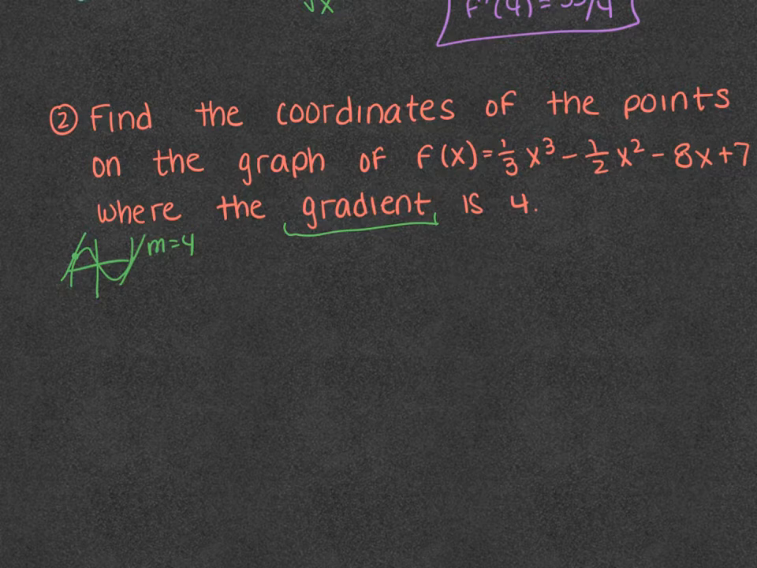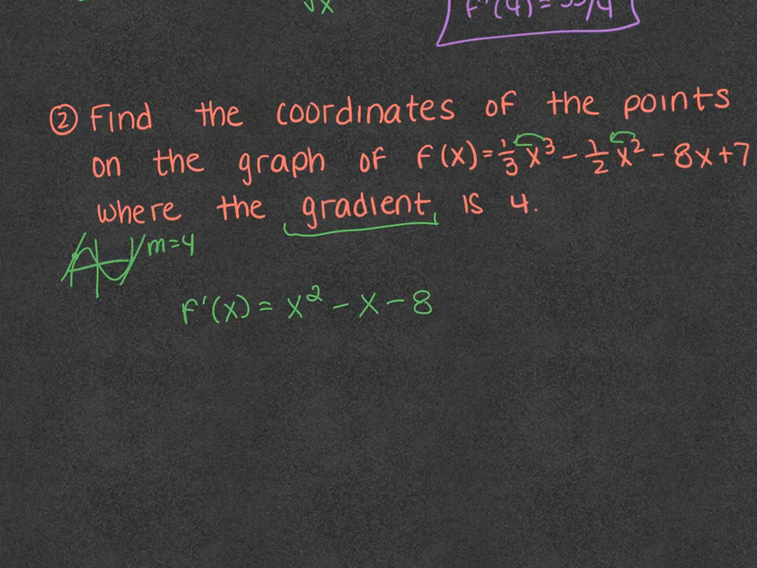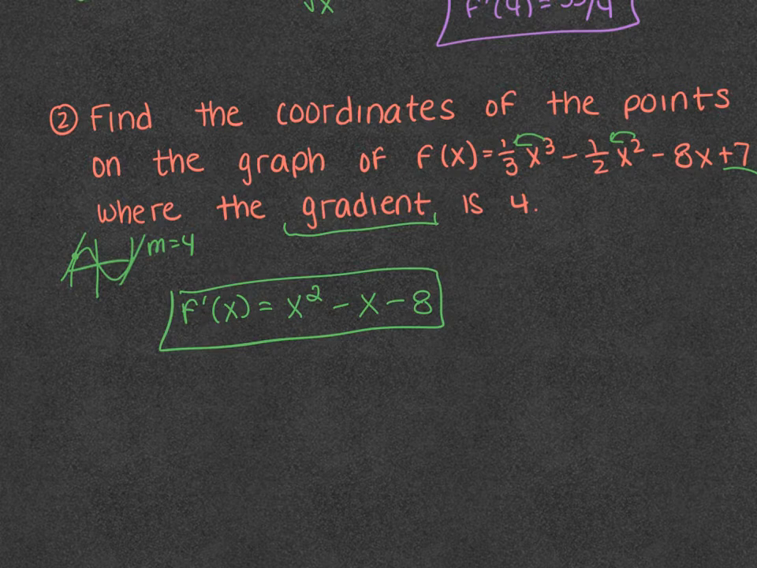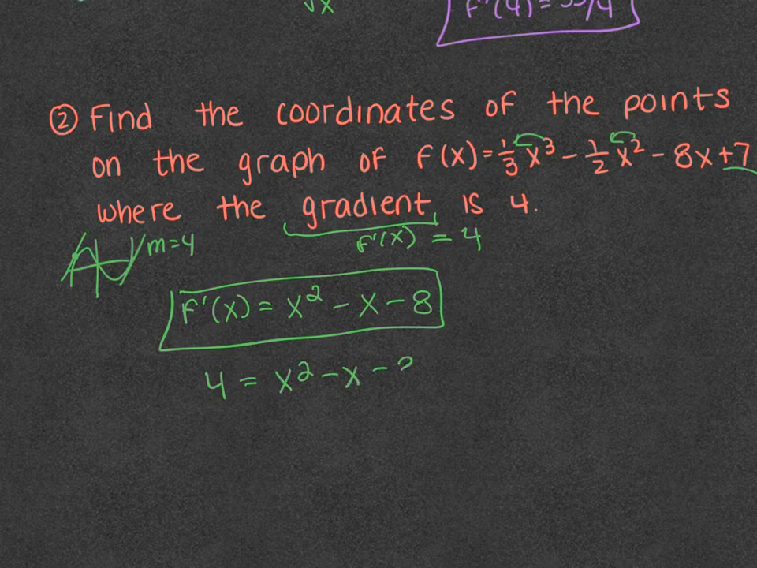So we have f prime of x equals 3 times a third, which would just be 1, so we have 1x squared. 2 times 1/2 is again 1, so minus 1x minus 8. And remember that constants go to 0, so this would be our derivative. But this one is asking us to figure out where the gradient, or the derivative, equals 4. So now that I have the derivative, I'm going to set it equal to 4. So we have 4 equals x squared minus x minus 8.